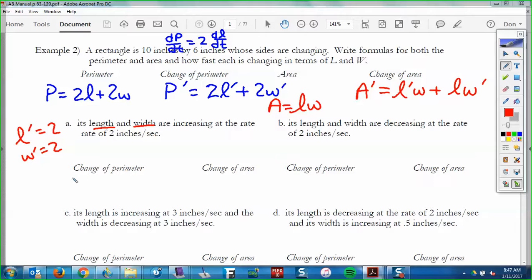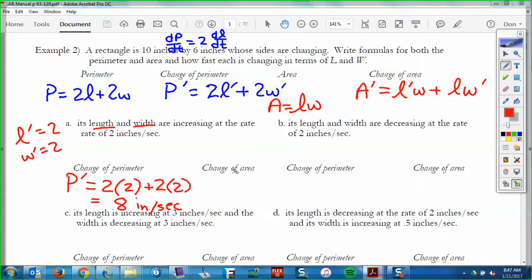So what is the change in the perimeter? The change in the perimeter would be right here, right? P prime would be 2 times 2 plus 2 times 2. That'd be 4 plus 4, which would be 8. And that would be inches per second. Because we'd be doing 2 times 2 inches per second plus 2 times, and I'm not going to be like in physics, I know they make you write out your units on every step of the way. We'll just put our units in at the end, it's fine.